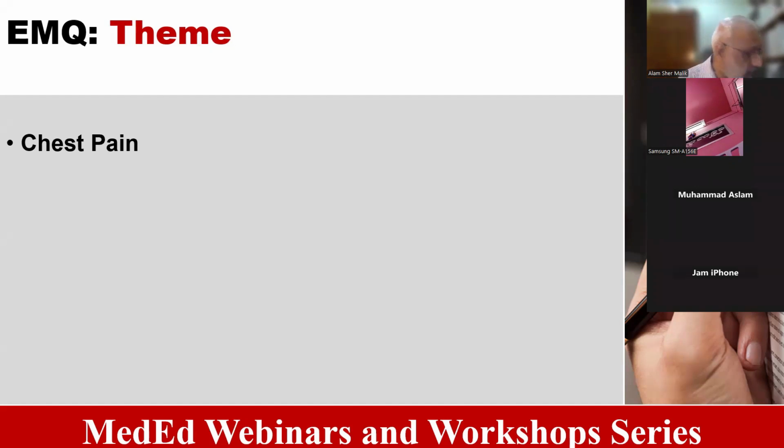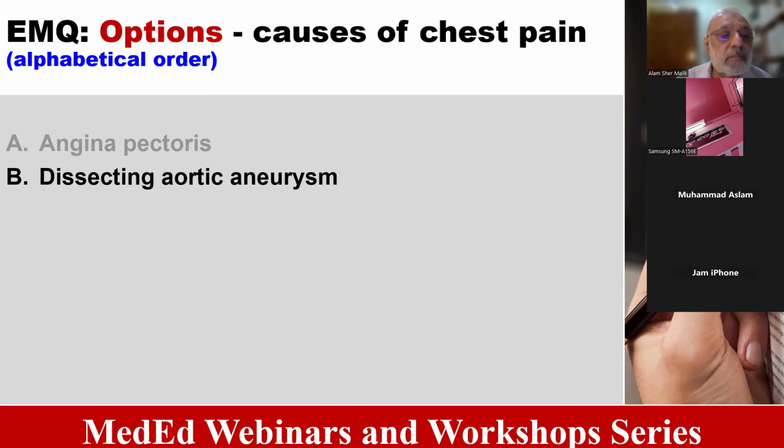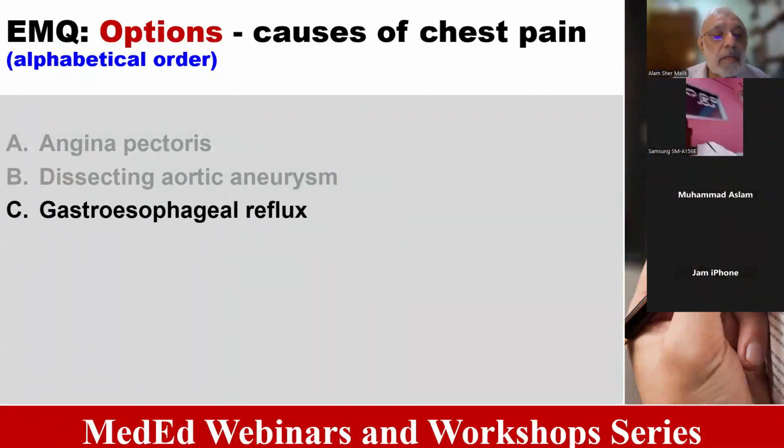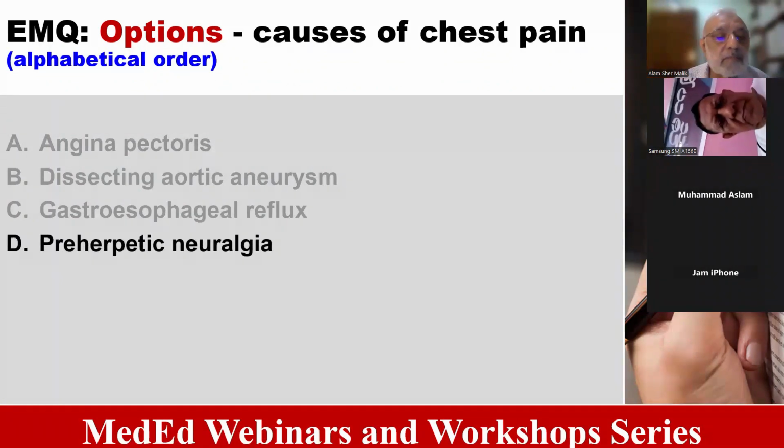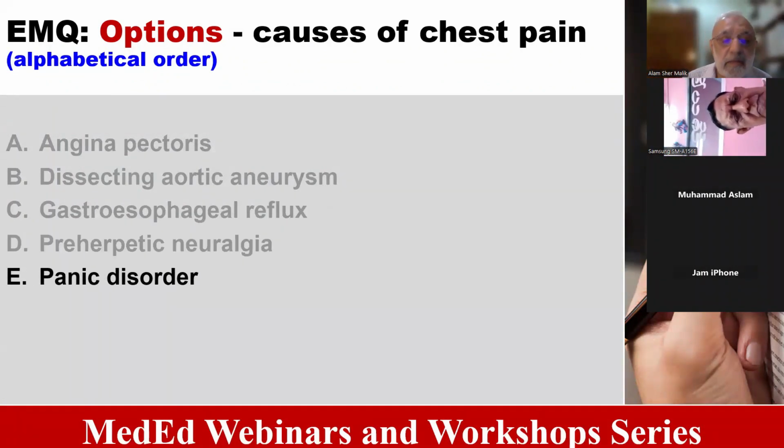Okay, now the theme here is chest pain. And then next is the option, or we can say also the distractor, which is causes of chest pain, like angina pectoris, dissecting aortic aneurysm, gastroesophageal reflux, preherpetic neuralgia, and panic disorder.